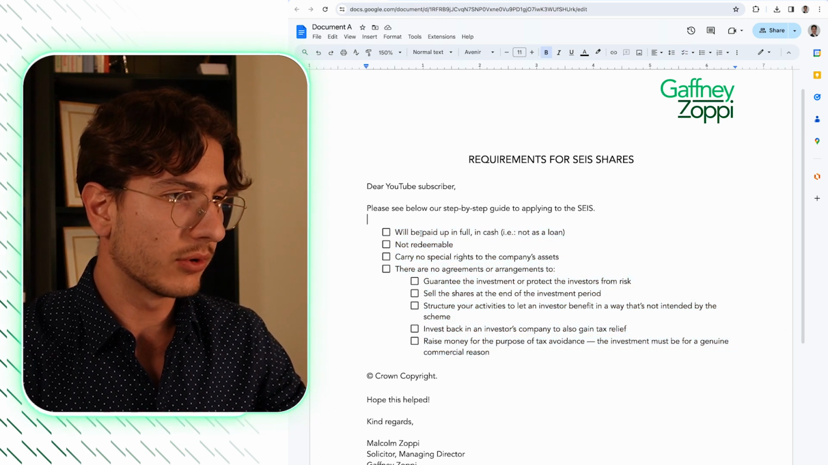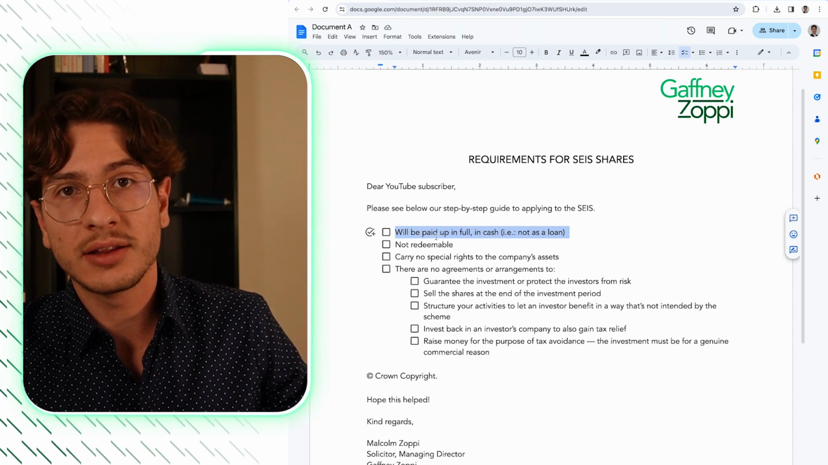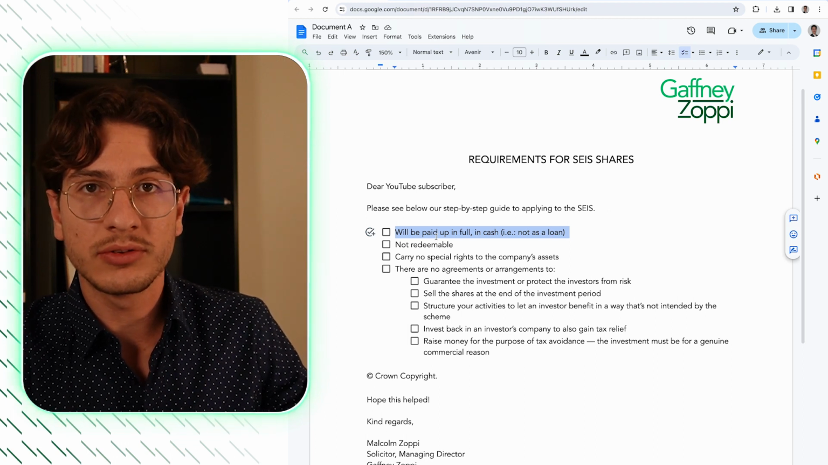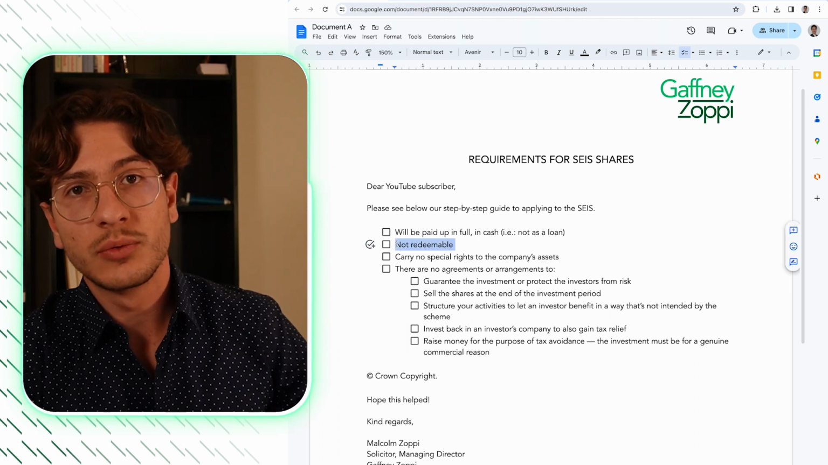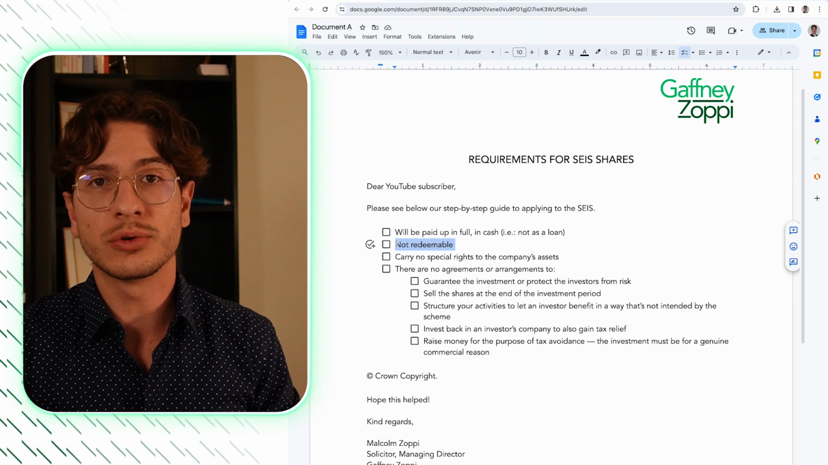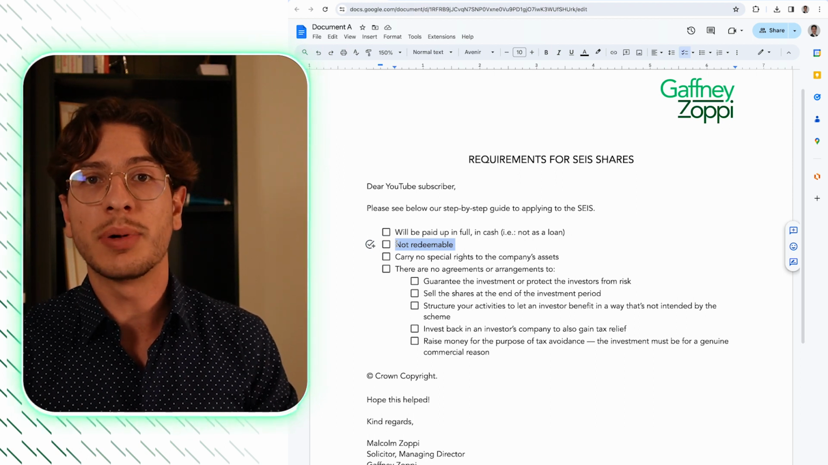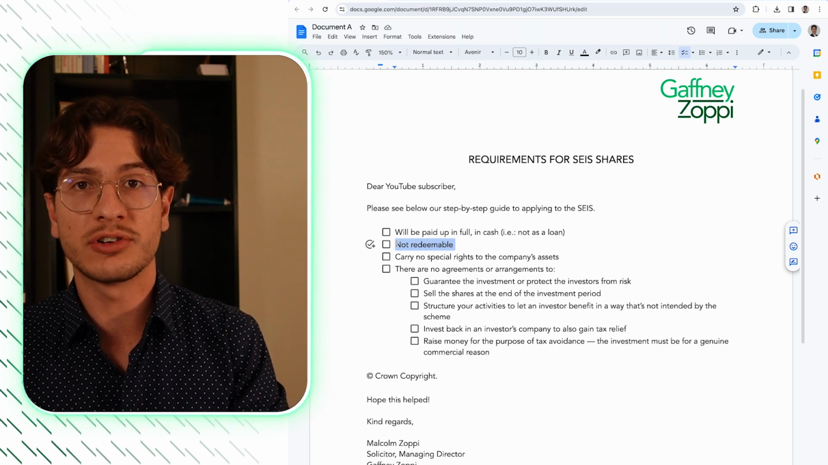So starting with the first, the shares that you issue must be fully paid. So the investor can't say, give me the shares now and I'll pay you later. When you give them the shares, those must have been paid. Second, they cannot be redeemable shares. Redeemable shares are when either the company or the shareholder can notify the other party stating, I'd like you to buy my shares now. So there can't be that right, especially not for the shareholder.